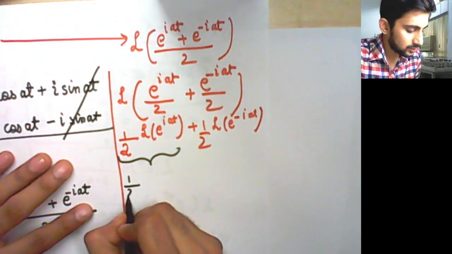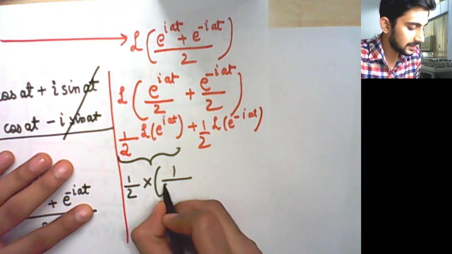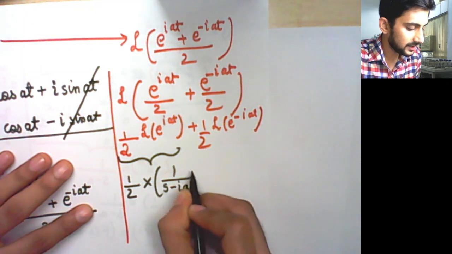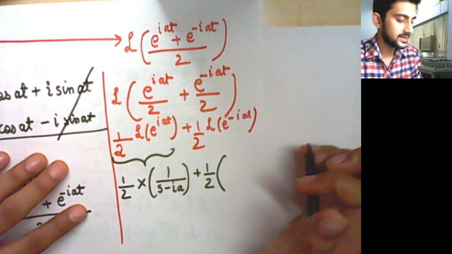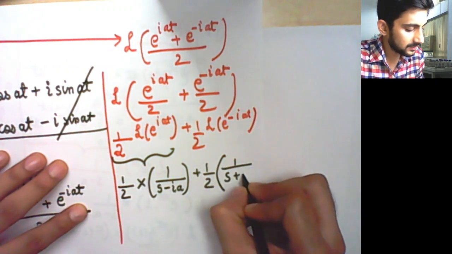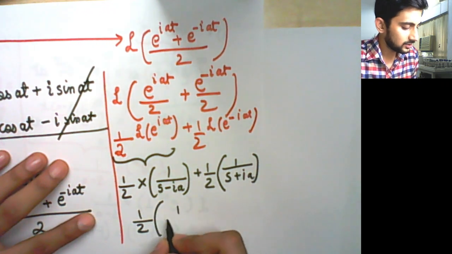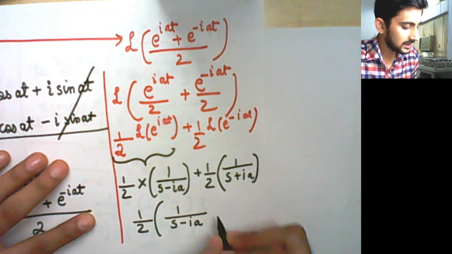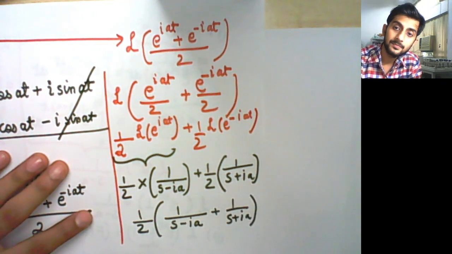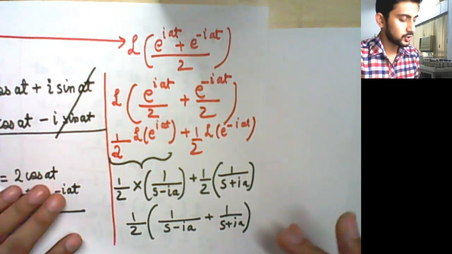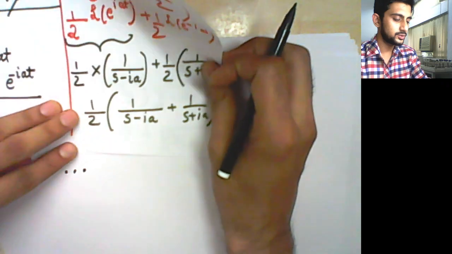So it is 1 by 2 multiplied by Laplace transform of e to the power iota at, which you just found, it is 1 upon s minus iota a, plus 1 by 2 Laplace transform of e to the power minus iota at, which you just told me, 1 upon s plus iota a. So here you can take half common, and then you will be left with 1 upon s minus iota a plus 1 upon s plus iota a. Okay, this came. Now solve this. So continued from the last page like this one.